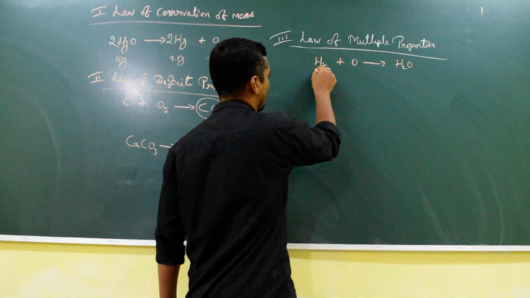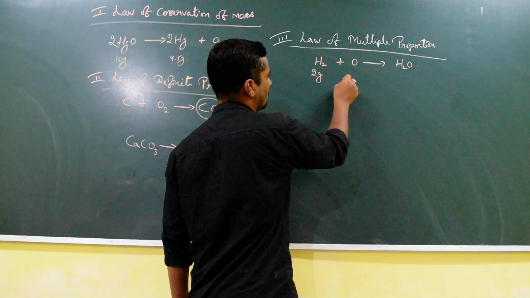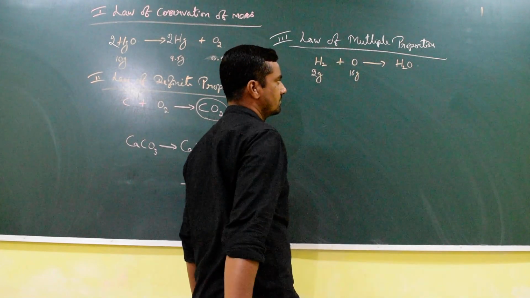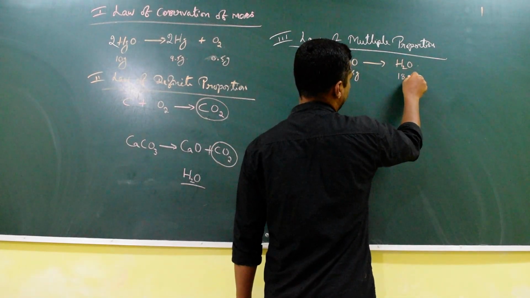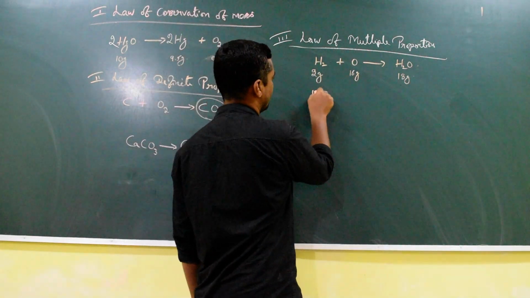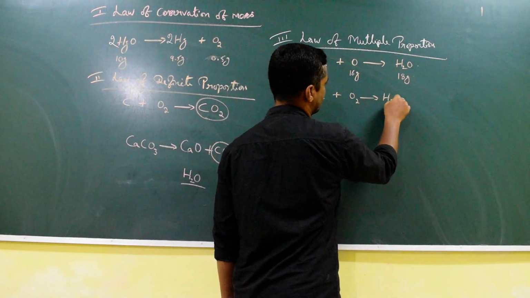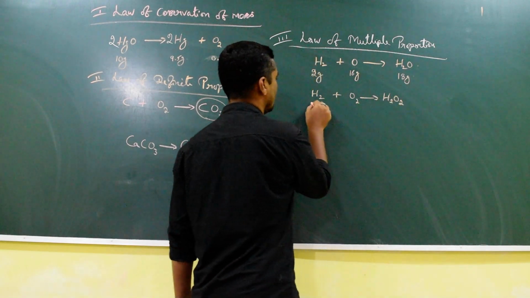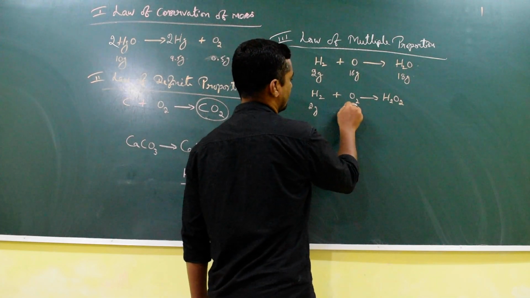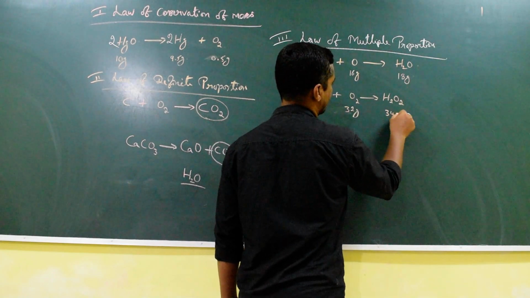If we go for mass, the atomic mass of hydrogen is 1. For the 2 hydrogen atoms, the mass is 2 grams. The mass of the oxygen atom is 16 grams. If we combine these two, it is 18 grams, right? Now here, hydrogen and the oxygen molecule give rise to H2O2. Here it is 2 grams of hydrogen, and there are 2 oxygen atoms, that is 32 grams. So it gives rise to 34 grams.